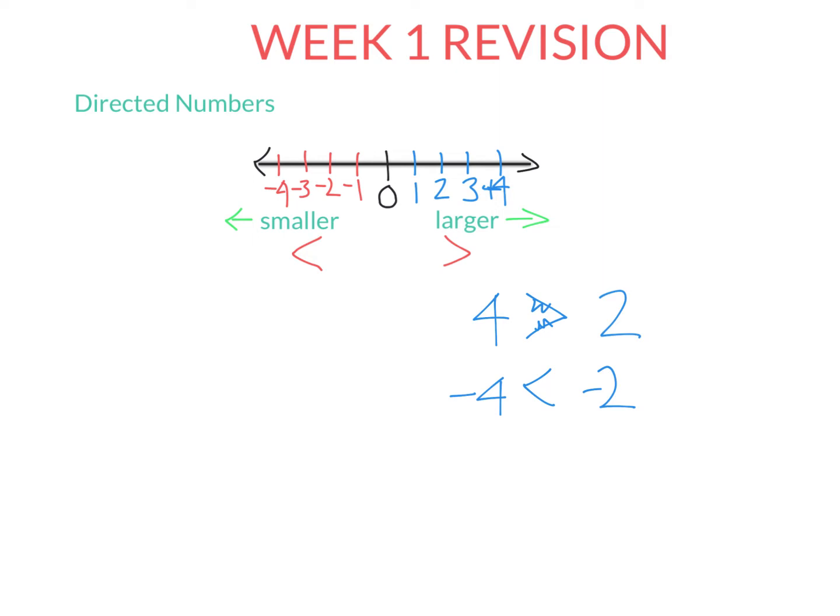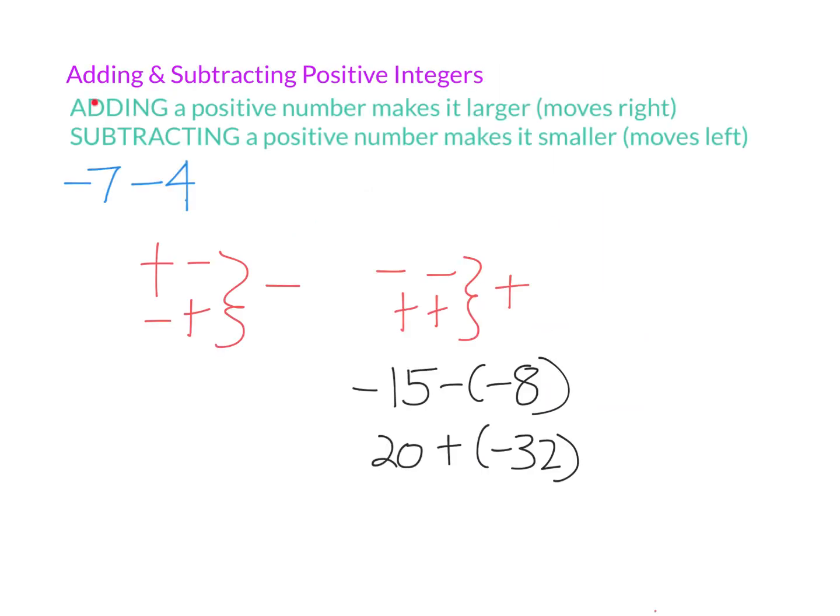All right, let's look at some operations with directed numbers now. So when you add a positive number, it makes it larger. When you subtract a positive number, it makes the number smaller. Now that probably seems like common sense. Why would I even point it out?